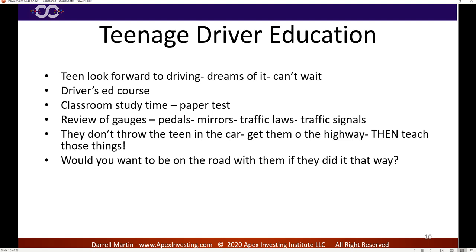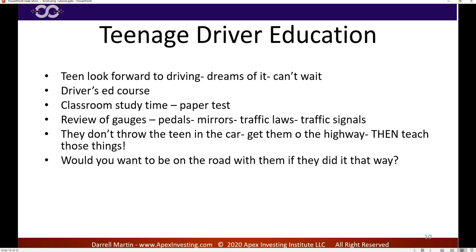But does that make sense? They don't put them right in and have them hop in the car and go and press the gas pedal. And while driving down the highway, then teach them what the brake is, then teach them what the mirror is, then teach them about the stop signs and the yield signs and the stop lights.